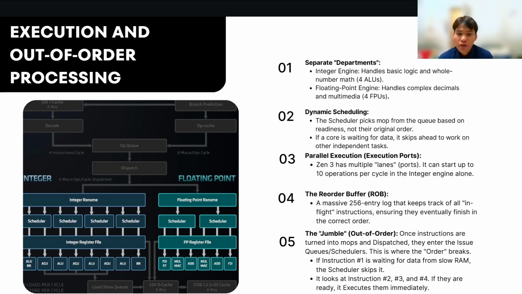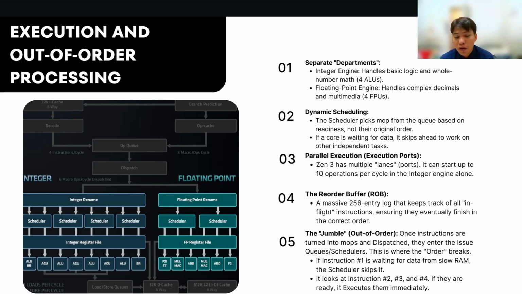The reorder buffer, or ROB, is a massive 256 entry log that keeps track of all in-flight instructions, ensuring they eventually finish in correct order. Everything is kept in check by the 256 entry reorder buffer, which ensures that even though the tasks were finished out of order, they are retired and completed in the correct sequence.